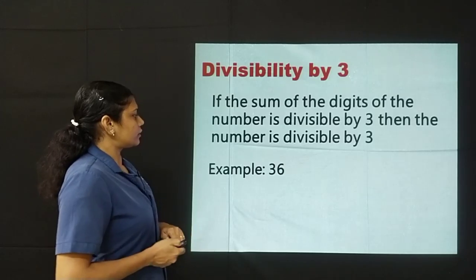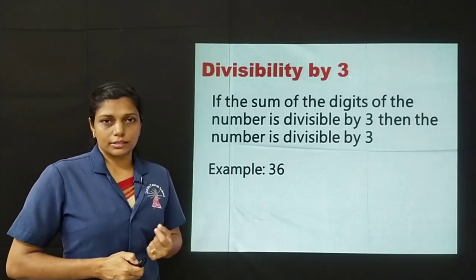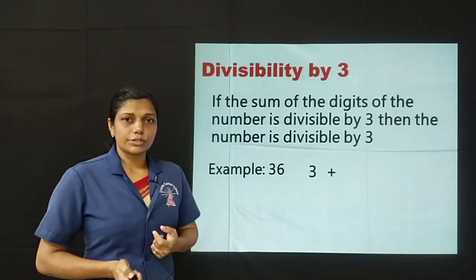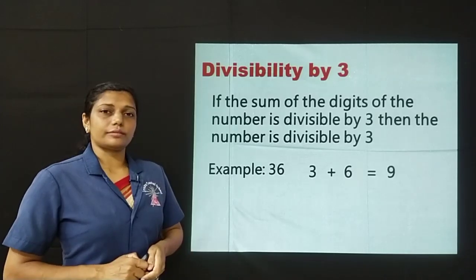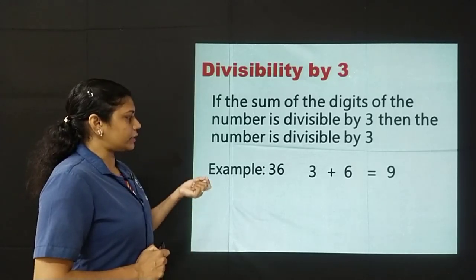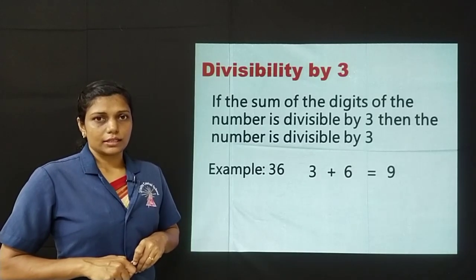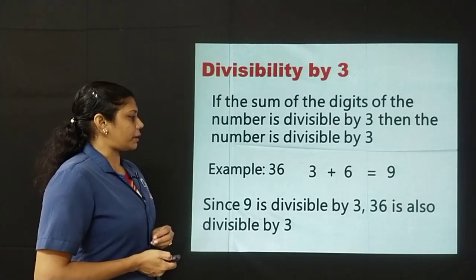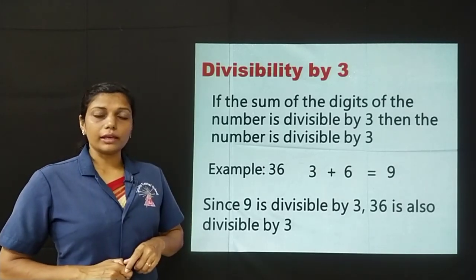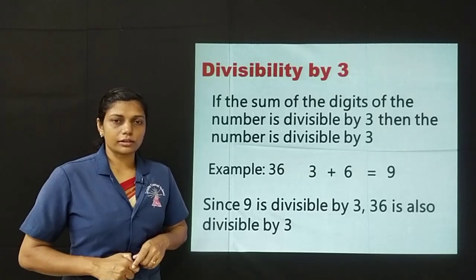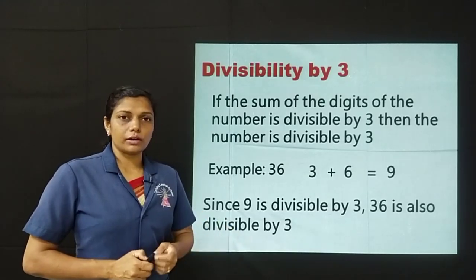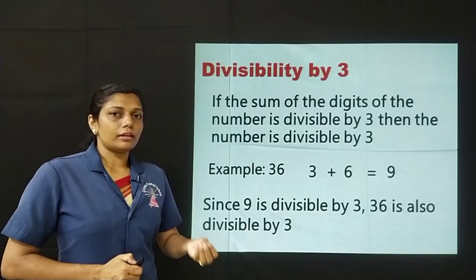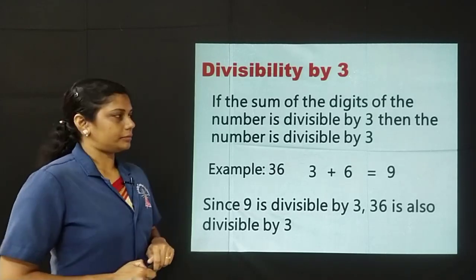Let us check. 36. If I add 3 plus 6, I get 9. What did I do? I added up the digits of the number 36. And what did I get? I get 9. Since 9 is divisible by 3, 36 is also divisible by 3. Is it clear, children? When you add up all the digits of the number, and the sum is divisible by 3, then the number is divisible by 3.